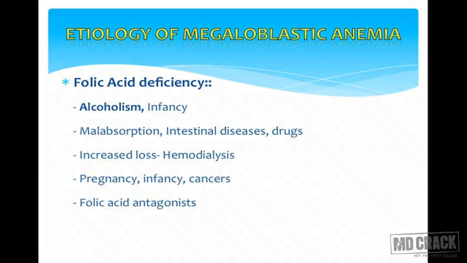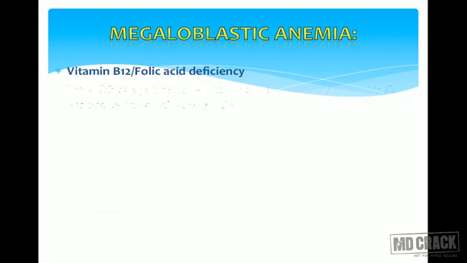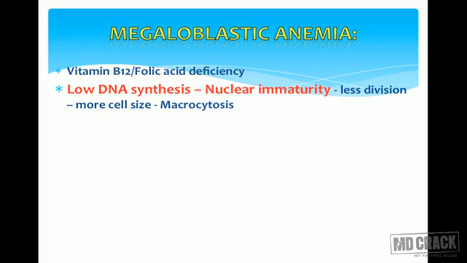Especially the cancer patients on anti-folate drugs, folic acid antagonists, can have folic acid deficiency. But remember, folic acid deficiency is very, very common in alcoholics. Chronic alcoholics will suffer from folic acid deficiency, which can in turn lead to megaloblastic anemia. Infants need to be supplemented with folic acid. If you don't supplement folic acid, they can also suffer from megaloblastic anemia. Again, malabsorption syndrome, intestinal disorders, drugs, increased loss like hemodialysis patients, pregnancy, infancy, and various cancers can cause folic acid deficiencies. So most of the time it is the deficiency of both vitamin B12 as well as folic acid.